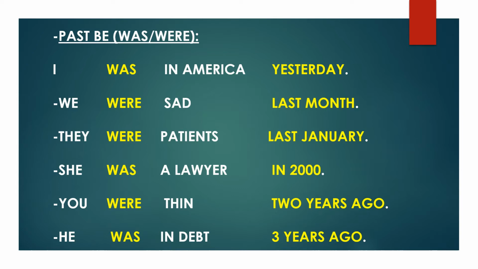We were sad last month. They were patient last January. She was a lawyer in the 2000s, in the past. You were a teen 2 years ago. He was in debt 3 years ago. So the yellow bold printed words were the verb to be and the adverb of time. Both show the past form: the verb in the past form, and the adverb of time in the past.